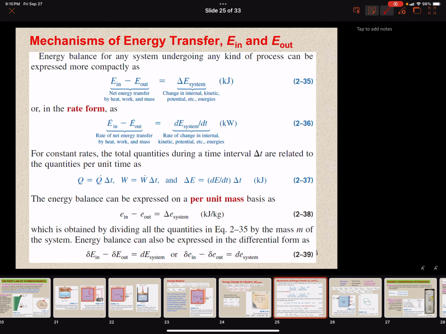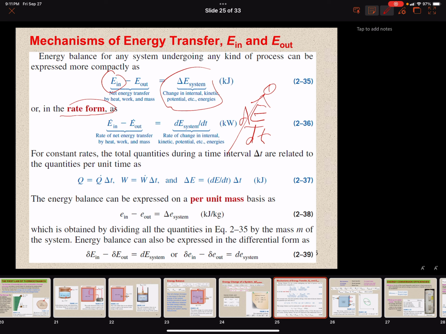Now for this slide, the mechanics of energy transfer, which is E in and E out. The energy balance for any system undergoing any kind of process can be expressed more completely as E in minus E out will be equal to delta E, but if it's in the rate form, if you still remember, when you have the dot, it means a rate. It's not like this one, it's with respect to time, but here it will be delta E over delta t. And if you still remember, if we have a steady state, this will be equal to 0.